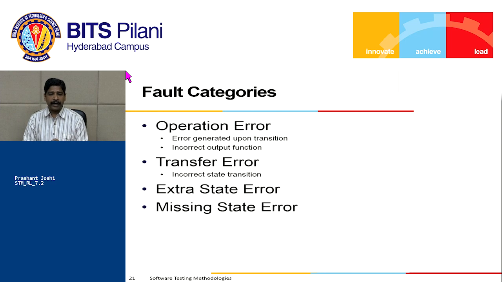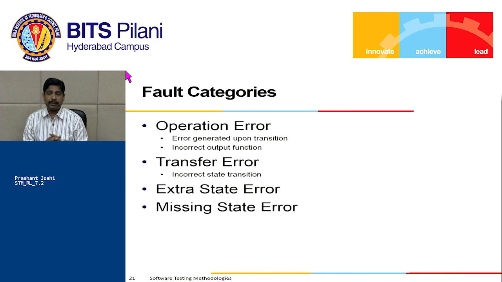As we look at fault modeling with a finite state machine or an extended finite state machine, there can typically be 4 errors or 4 categories. There is an operations error. Operations error happens when an error is generated upon transition. There is an incorrect output function. For example, a pop or a push actually generated a wrong output. Transfer error. In spite of being at the last but one element, we did not transition to the final state of being full. Or if I'm popping, the final state of being, or rather initial state of being empty.